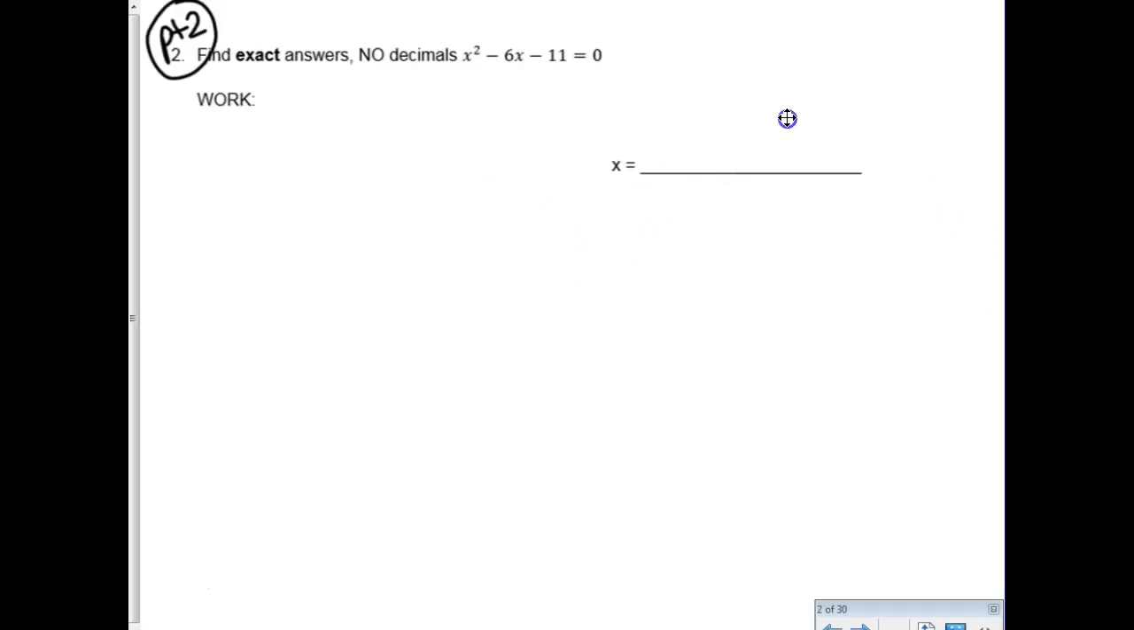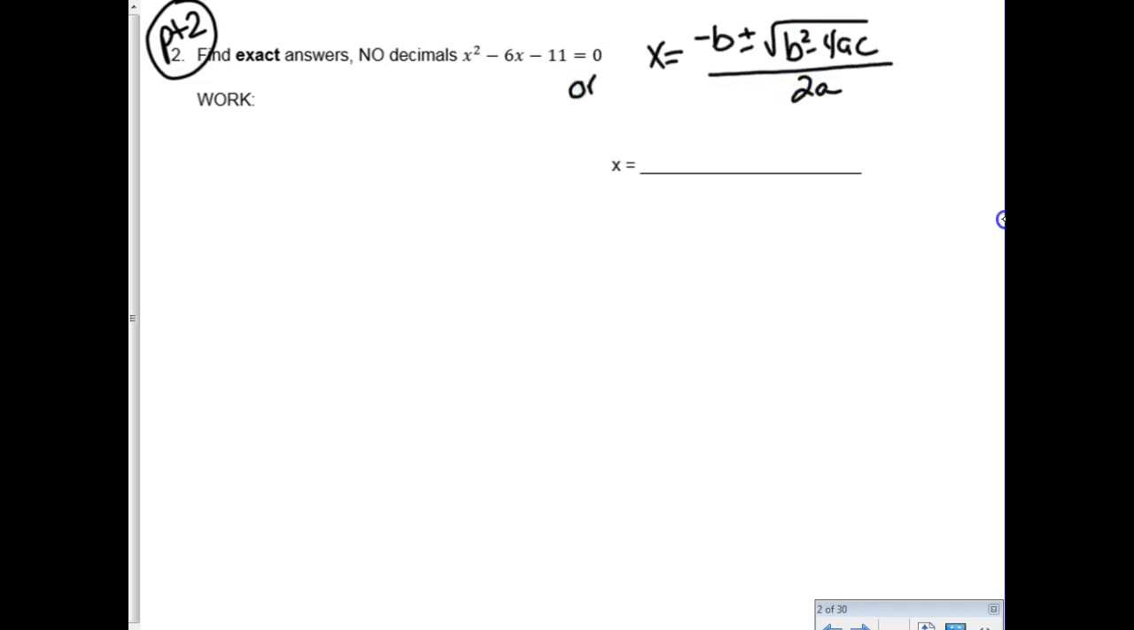Number 2 is also part 2. So you need to find the exact answers of this quadratic, no decimals. So using your graphing calculator to estimate is not going to be an accurate way to do this. You could either use the quadratic formula or completing the square. Just remember, if you're using the quadratic formula, you have to remember what the formula is, that is not given to you. Negative b plus or minus square root of b squared minus 4ac all over 2a.